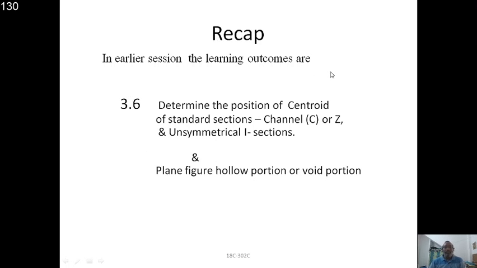In the earlier session, we discussed determining the position of the centroid of standard sections, that is channel or jet section and unsymmetrical I section. In addition to that, we also solved some problems regarding the hollow portion or void portion in a few sessions back. We will also see the same problem in today's session.